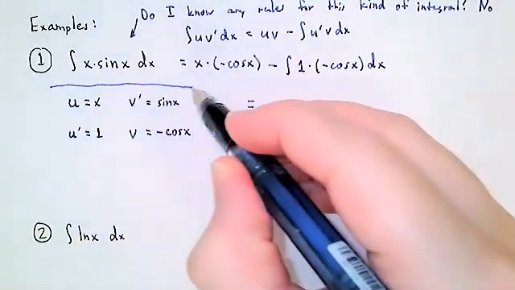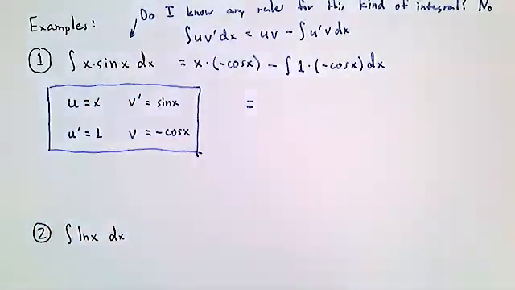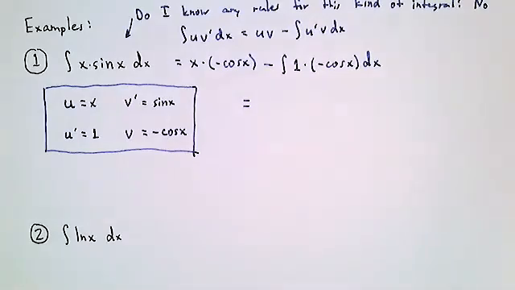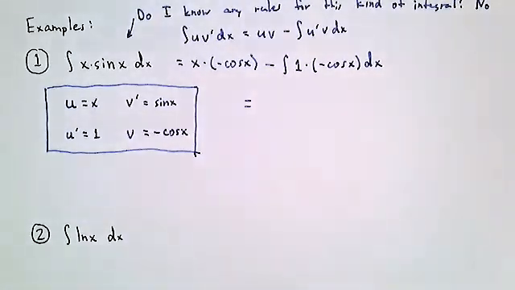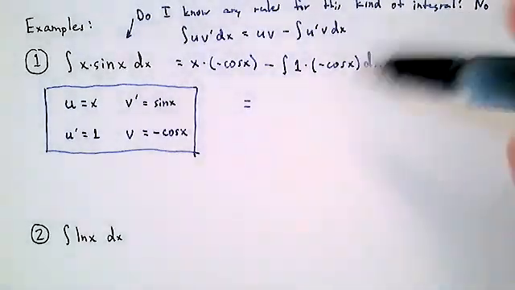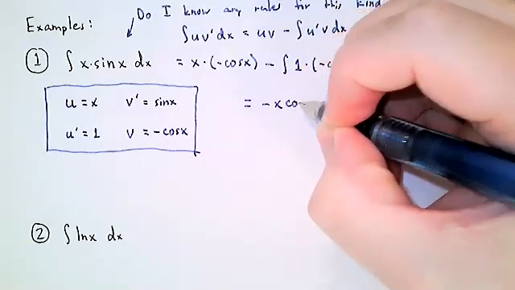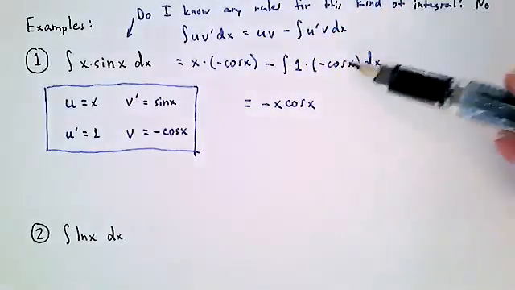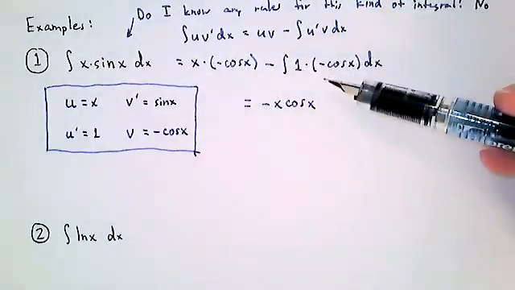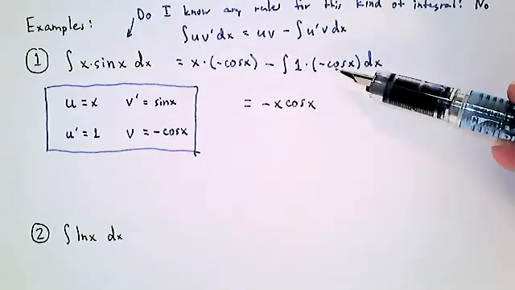Maybe let's box this down here, just so that it's set aside from the rest of our work, and clean things up a little bit. We have x times minus cosine. Let's just write that as minus x cosine of x. And then in the integral, we have a minus sign, or 1 times minus cosine x.